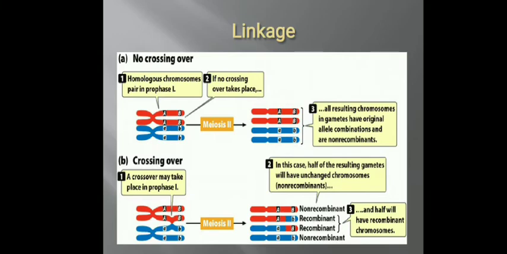You can see there are an equal number of non-recombinants, that is, parental combinations, and you can see there are recombinants also. Capital A small b and small a capital B, these are the recombinants. So if crossing over takes place, there will be both parental combinations and recombinants. But let us come to the first case, when no crossing over takes place.